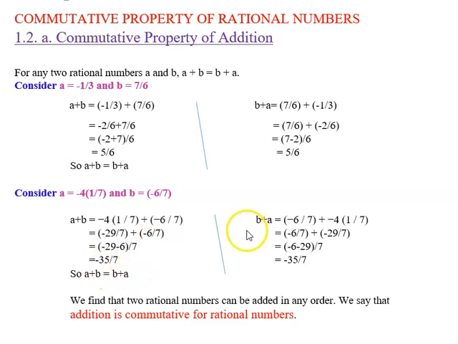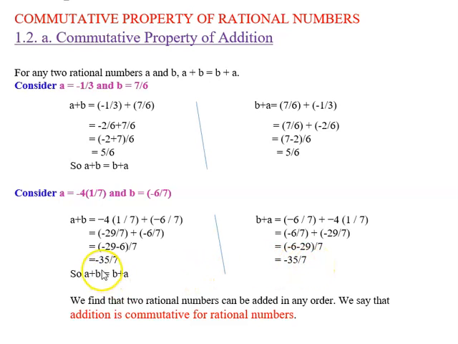Now, we will add in the reverse order, that is b plus a. So, b is negative 6 over 7 plus a is negative 4 1 over 7. Now, we are first converting this mixed number into a rational number. 7 times 4, 28 plus 1, 29 over 7. Now, the same case, the denominator is 7. So, it's common. We are writing the denominator and adding the numerators. So, here negative 6 minus 29. So, that is negative 35 over 7. So, b plus a is negative 35 over 7.